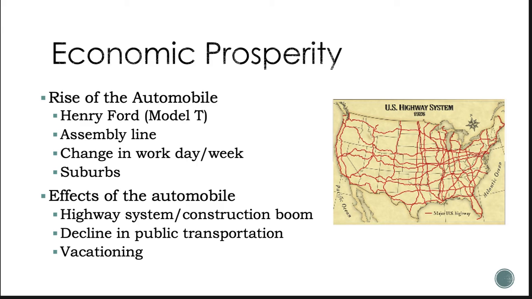Because of the car, because of people moving to the suburbs, the government is going to introduce the highway system in 1926, which causes a road construction industry boom at the time. Now, while we see an increase in the use of the automobile, we are going to see a decline in the use of public transportation. That just makes sense. So, trolleys and trains inside the cities are going to see less use.